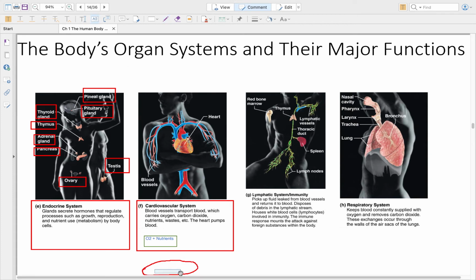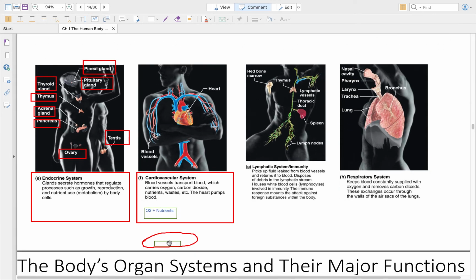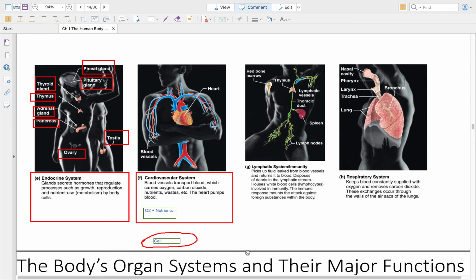So I'm just going to draw one cell. Okay, this is a non-specific cell. Every single cell has to have oxygen and nutrients delivered to it. That's a big job. And at the same time, it has to be able to take away CO2 and other waste products.